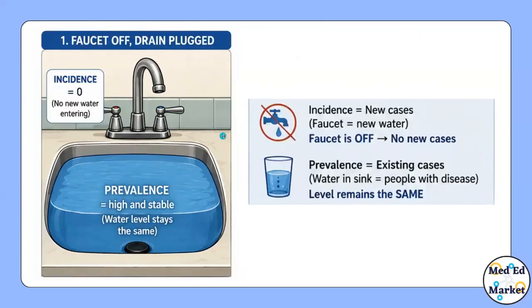So let's look at case 1. In this situation, our faucet is off and our drain is plugged. So this shows us that the water in the sink is staying the same. The water level stays the same. That means this is our prevalence level. It's stable, it's high because the sink is pretty much full. We have nothing coming out of the faucet, which means incidence is 0 because no new water is entering and therefore we have no new cases. So this is a situation of 0 incidence and a stable prevalence level.